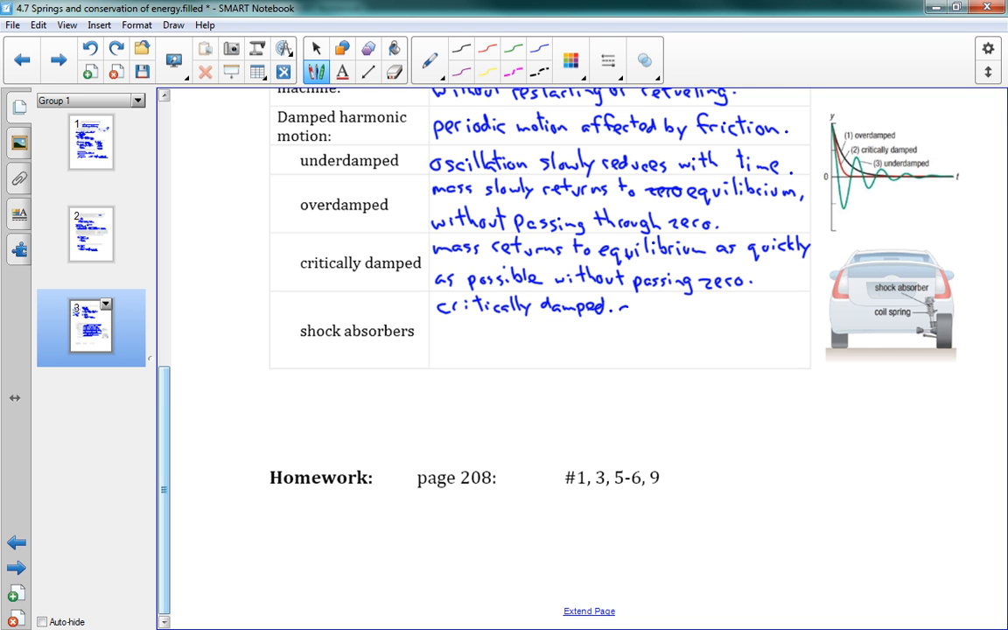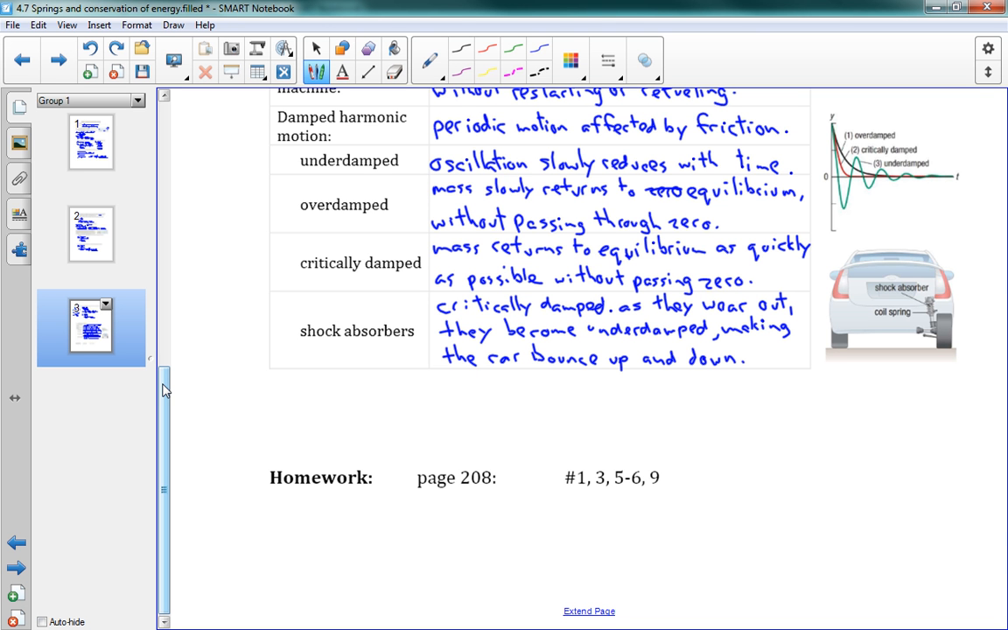But one problem is that as they wear out, they become underdamped, which is where they rock back and forth again, making the car bounce up and down. And you might have experienced that in an old car. When you hit a bump, it really keeps on bouncing up and down. So that's where it has become underdamped.